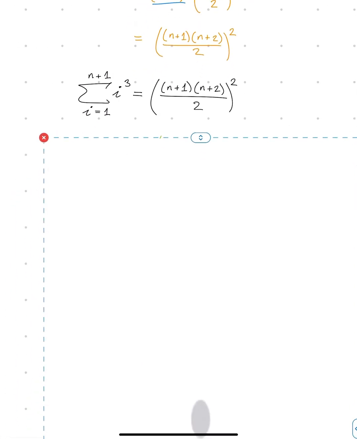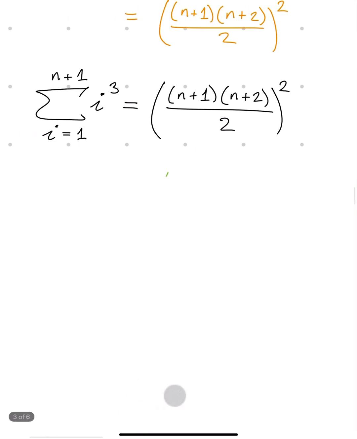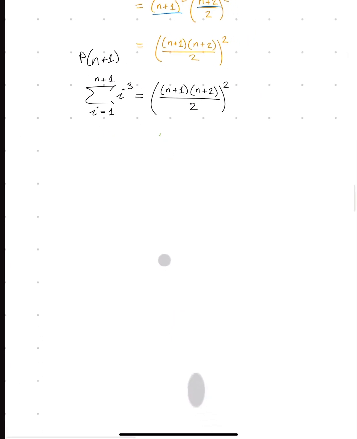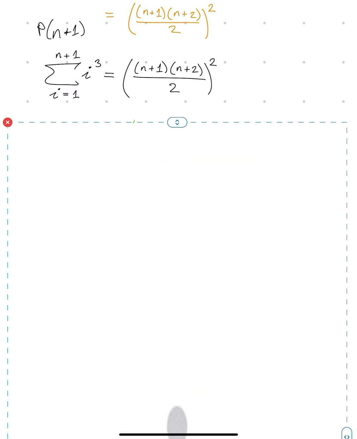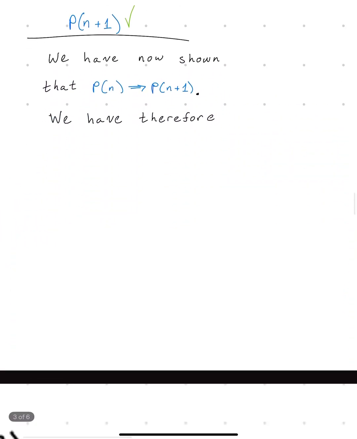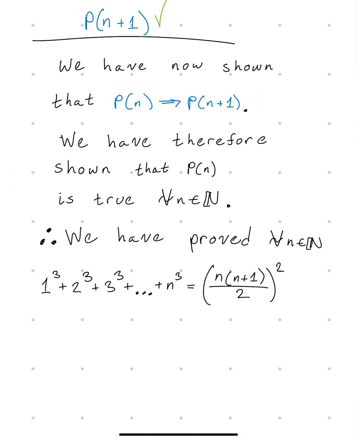And what is this? Oh, wait. This is P of n plus 1. And we have shown that this is true. We have shown that P of n plus 1 is true only by assuming that P of n is true. So from this, we have now shown that P of n implies P of n plus 1. And we have therefore shown that P of n is true for every n in the natural numbers.